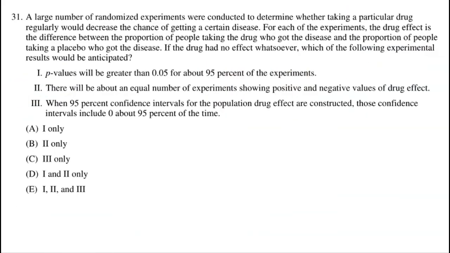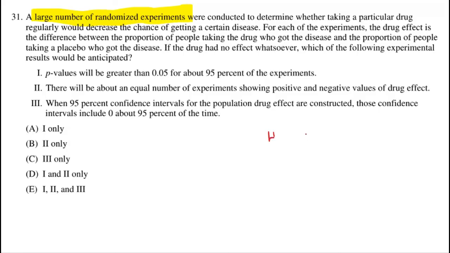All right, this problem says a large number of randomized experiments was conducted to determine whether taking a particular drug regularly would decrease the chance of getting a certain disease. Now, it's important to note it says a large number of experiments. We're not just talking about one experiment. They did a bunch of experiments to try to show that taking a particular drug regularly would decrease the chance of getting a disease. For each of the experiments, the drug effect is the difference between the proportion of people taking the drug who got the disease and the proportion of people taking a placebo who got the disease. If the drug had no effect whatsoever, which of the following experimental results would be anticipated?